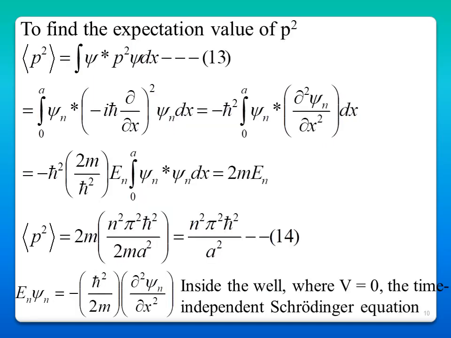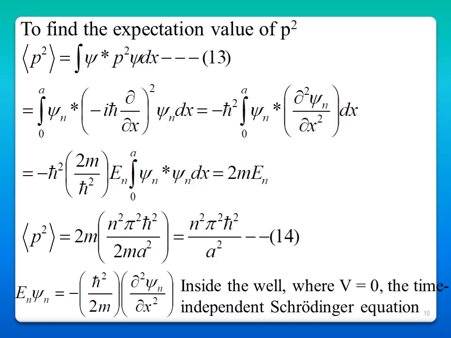Now you have to find out the expectation value of p squared. So it is integral ψ star p squared ψ dx. P in the operator form is minus i ħ ∂ by ∂x. So it is like minus ħ squared integral from 0 to infinity ψn star ∂ squared ψn by ∂x squared. And if you use the Schrödinger equation inside the well where V is equal to 0, so you use the time independent Schrödinger equation, that is En is equal to minus ħ squared divided by 2m ∂ squared ψn by ∂x squared.